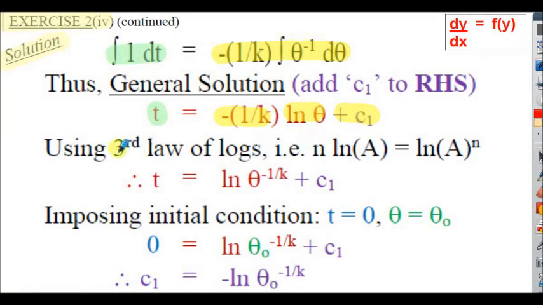On the next line I've used the third law of logarithms, shown here, on the right hand side of the equation. So instead of multiplying by negative 1 upon k in the previous line, using the third law of logs, ln theta to the power of negative 1 upon k. And we're given in the question the initial condition that when t is equal to 0, theta is equal to theta naught. So imposing the value of 0 for t and theta naught for theta, I can find that my constant C1 in this case is negative ln theta naught to the power of negative 1 upon k.